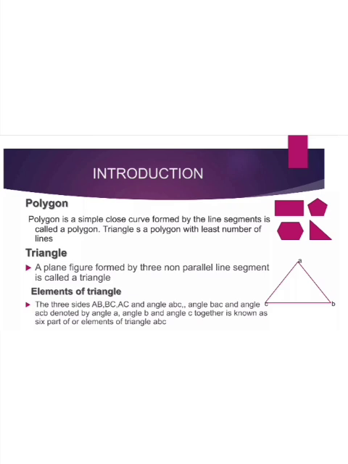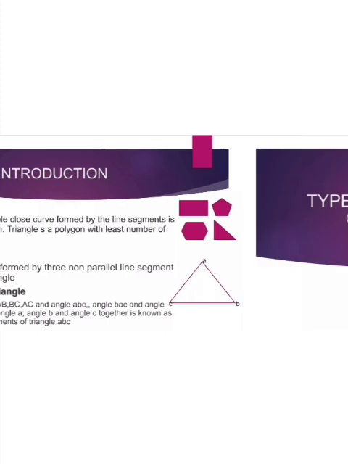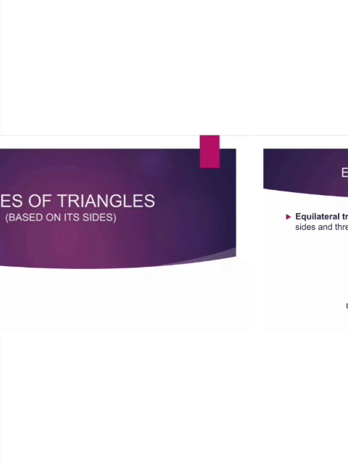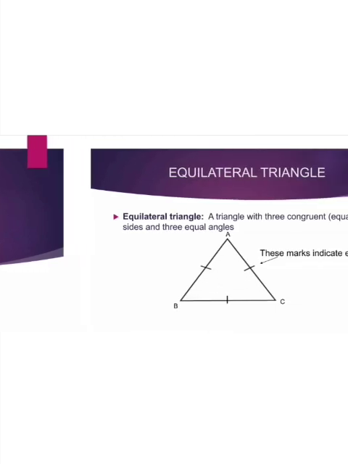Elements of a triangle. The three sides AB, BC, AC and the angles ABC, BAC and ACB are denoted by angles A, B and C. Together they are known as the six parts or elements of triangle ABC. Types of triangles. We'll see the types of triangles.